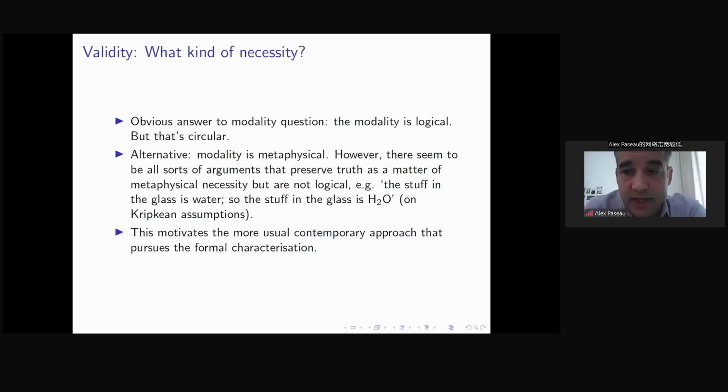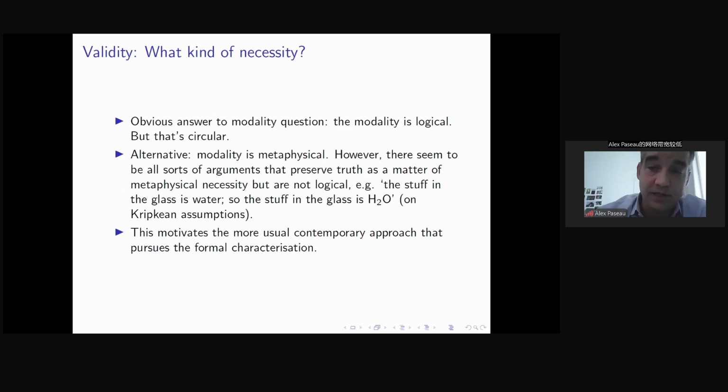Now, on the standard Kripkean assumptions due to Saul Kripke, the stuff in the glass is water is necessarily equivalent to the stuff in the glass is H2O, because water is H2O is a necessary identity. So if we accept that, it follows that this argument is metaphysically necessary. It's metaphysically impossible for the premise to be true and the conclusion to be false. But yet it doesn't look like the argument is logically valid. It looks like a different kind of validity. You might question that, but this typically motivates the more usual contemporary approach that pursues the formal characterization.